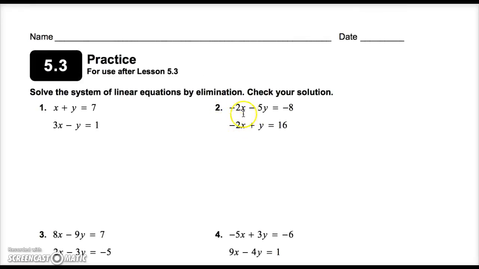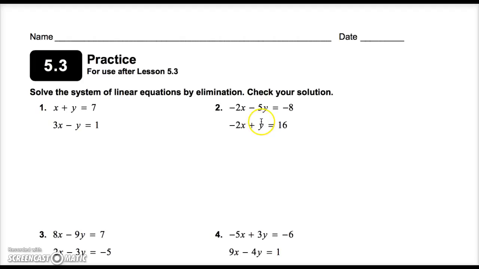Okay, so if you look at number two, we have negative 2x and negative 2x. They are not opposites. They are both negative. So in order for them to be opposites, remember one needs to be positive and one needs to be negative. So let's look at the y's. I have a negative 5y and a positive y. They're still not exact opposites, even though one's negative and one's positive. The fact that this one has a 5 in front of it and this one doesn't, they're not exact opposites.